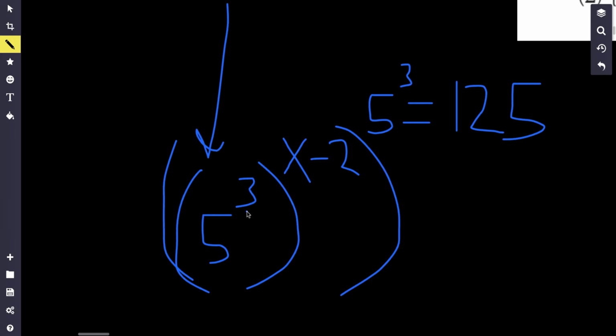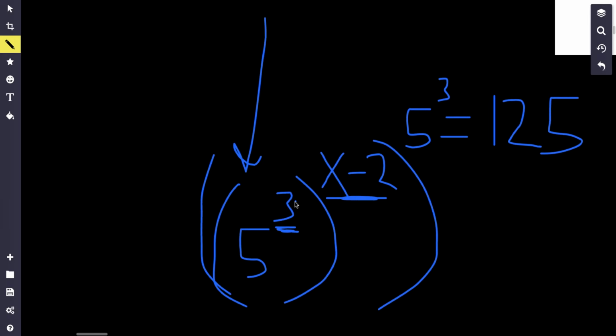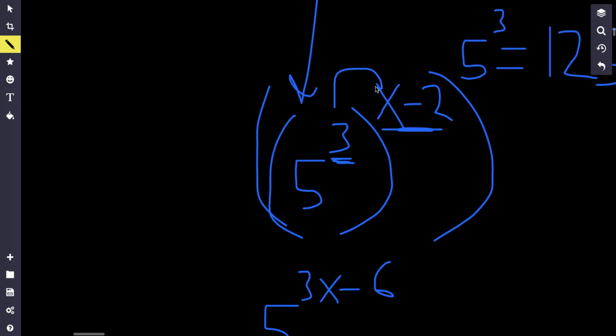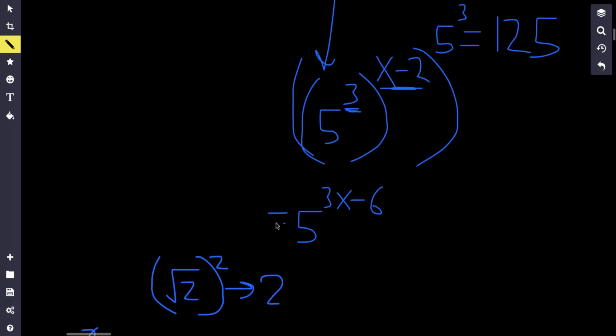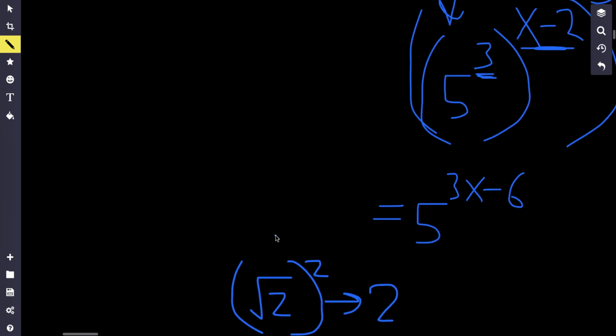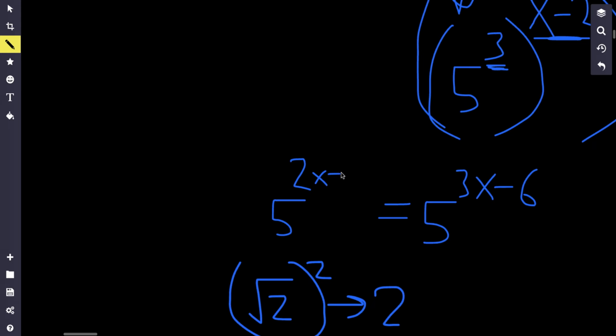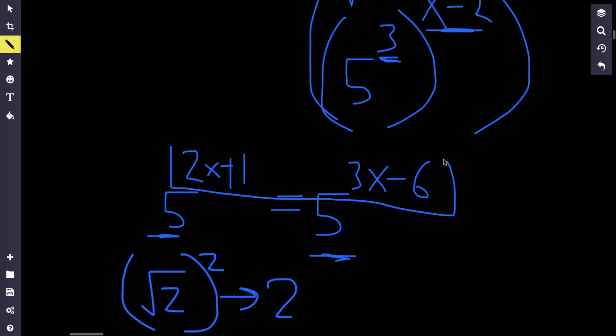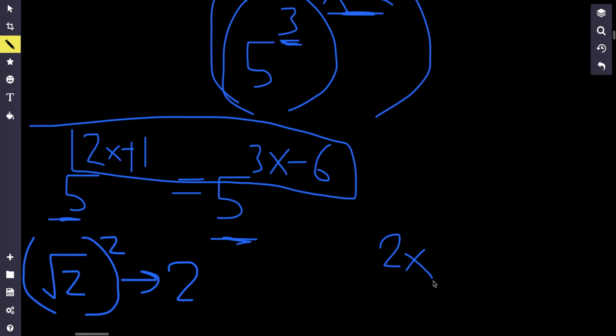Now remember, you have an exponent to an exponent, so you just multiply them out together. So this is just going to be equal to 5 to the 3x minus 6, because you distribute the 3 to both terms, right? And this is going to be equal to 5 to the 2x plus 1. Now, because the bases of my exponents are the same, I know that the powers have to be equal as well. So I can just set the powers equal to each other.